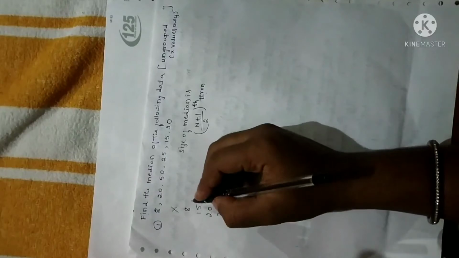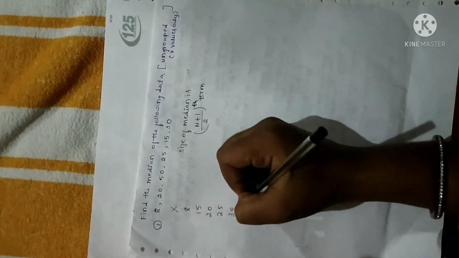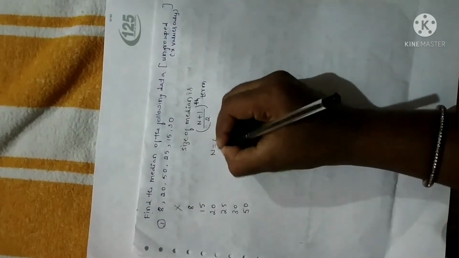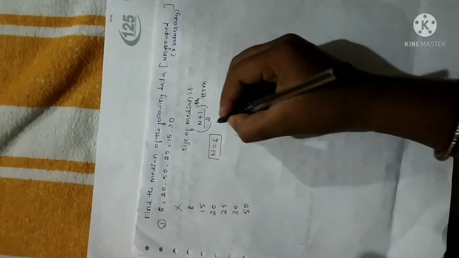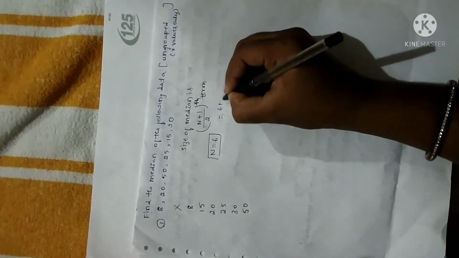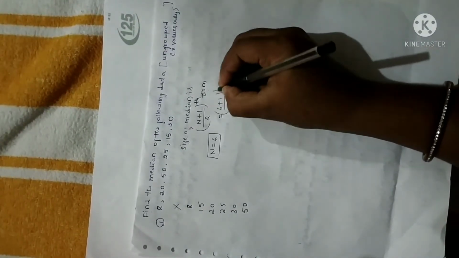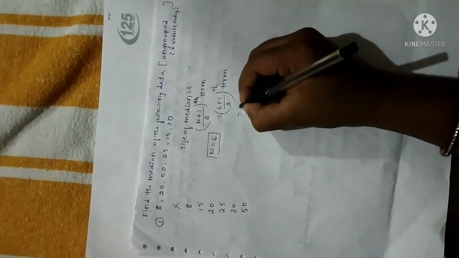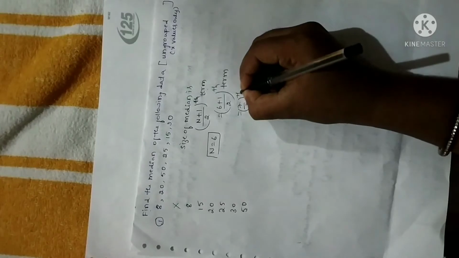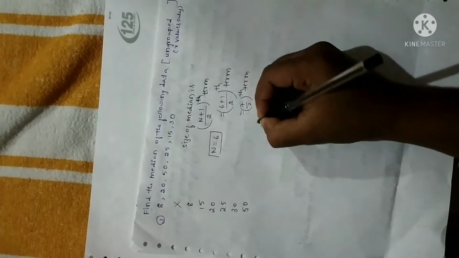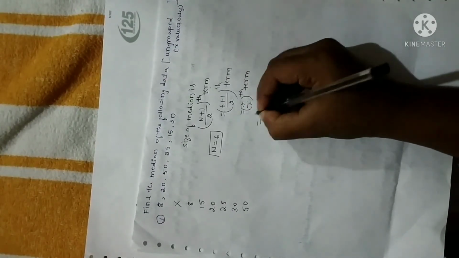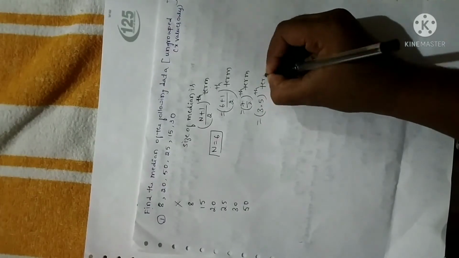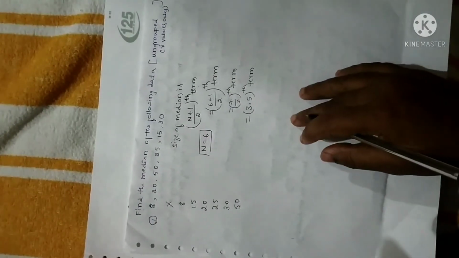Now let me count the n value: 1, 2, 3, 4, 5, 6. So capital N is 6, the number of elements. So n is equal to 6. Substitute it. You will get 6 plus 1 by 2th term. When you simplify, you will get 7 by 2th term, which is none other than 3.5th term. Now the doubt arises, how can we find the 3.5th term?